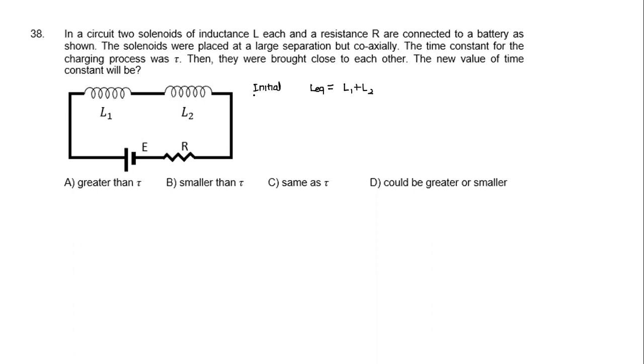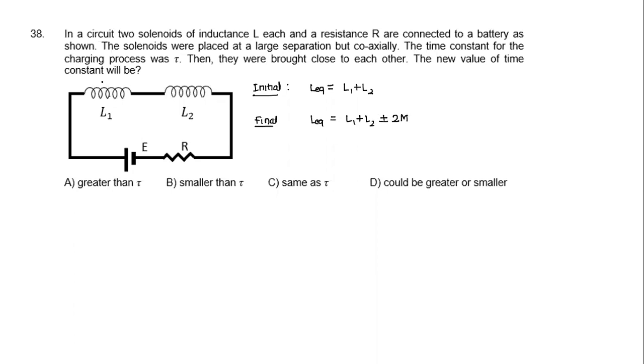What happens when you start bringing them close to each other? The moment you bring them close to each other, the current in the first coil will create a field in the second coil and vice versa. So in the final state, mutual inductance also will turn up. And in this case, the equivalent value is equal to L1 plus L2 plus minus 2M.